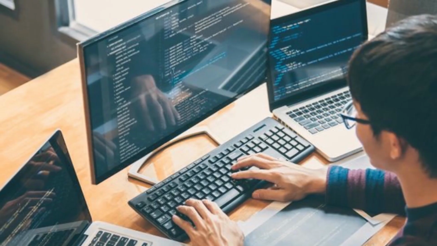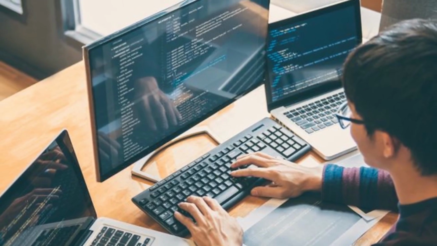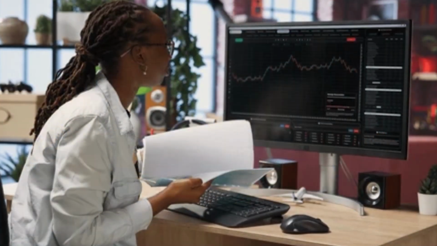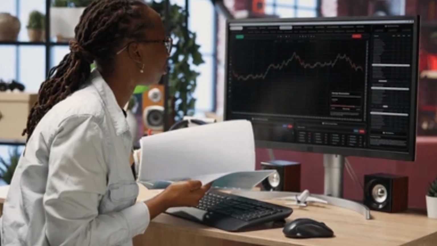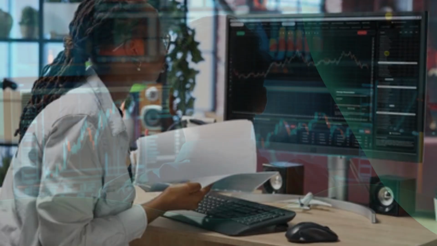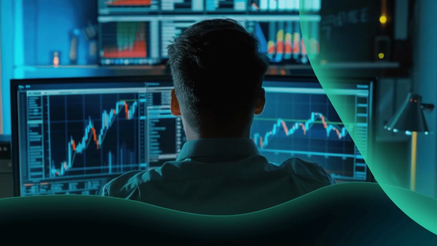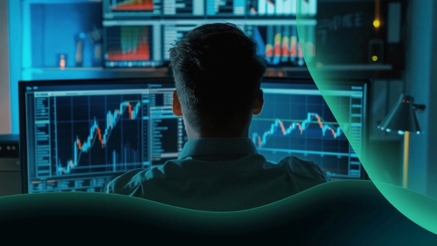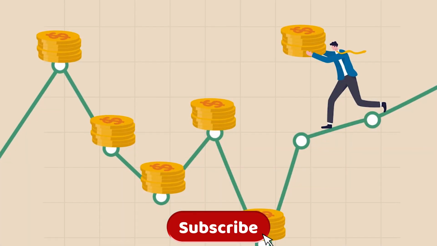Step 4 is to automate the process if possible. Most major exchanges, like Coinbase, Binance, and Kraken, allow you to set up recurring buys. This means the same amount is invested at your chosen interval without you having to log in and make a manual purchase each time. Automation is one of the best ways to ensure you stay consistent and avoid emotional decision-making.